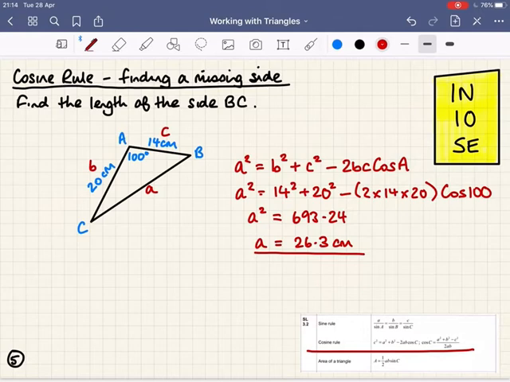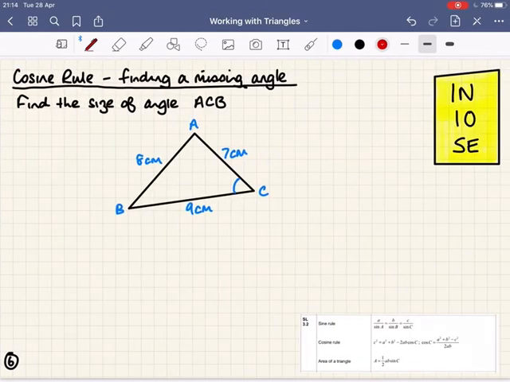Let's have a look at an example where we're not finding a missing side, but this time we're finding a missing angle. So we're given the three sides of a triangle, 7, 8, and 9, and we want to find the missing angle that is marked on the diagram, the angle ACB. So I'm just going to label the sides again.